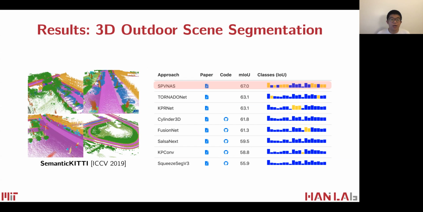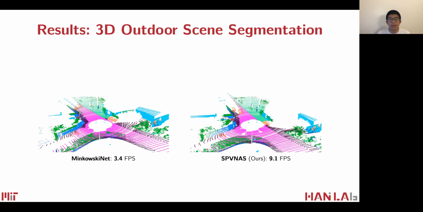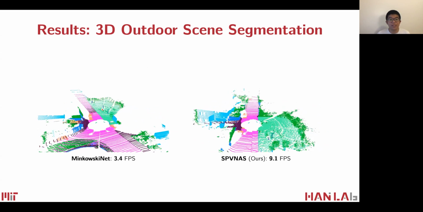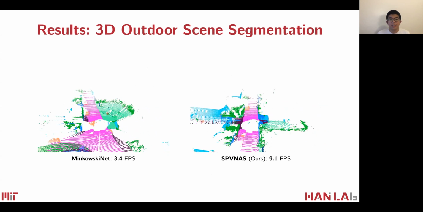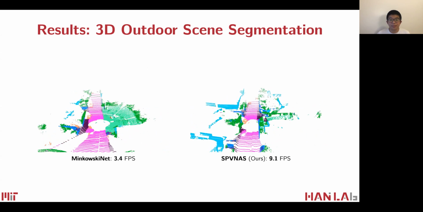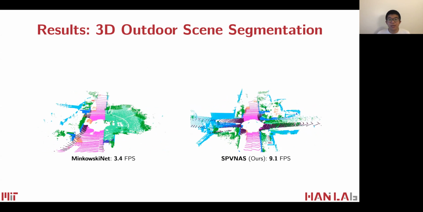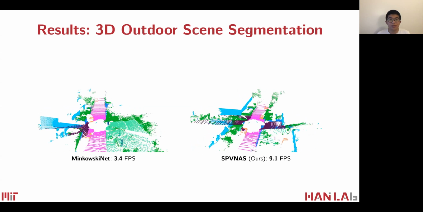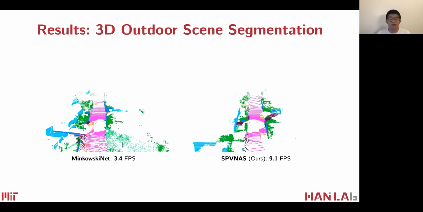And finally, we have also conducted some experiments on the 3D outdoor scene segmentation dataset SemanticKITTI, and our method is currently the leading solution on the SemanticKITTI leaderboard. Here's a live demo comparing our SPVNAS against the previous state-of-the-art MinkowskiNet. You can see that our model is roughly 3 times faster than MinkowskiNet and achieves a throughput of 9.1 frames per second.